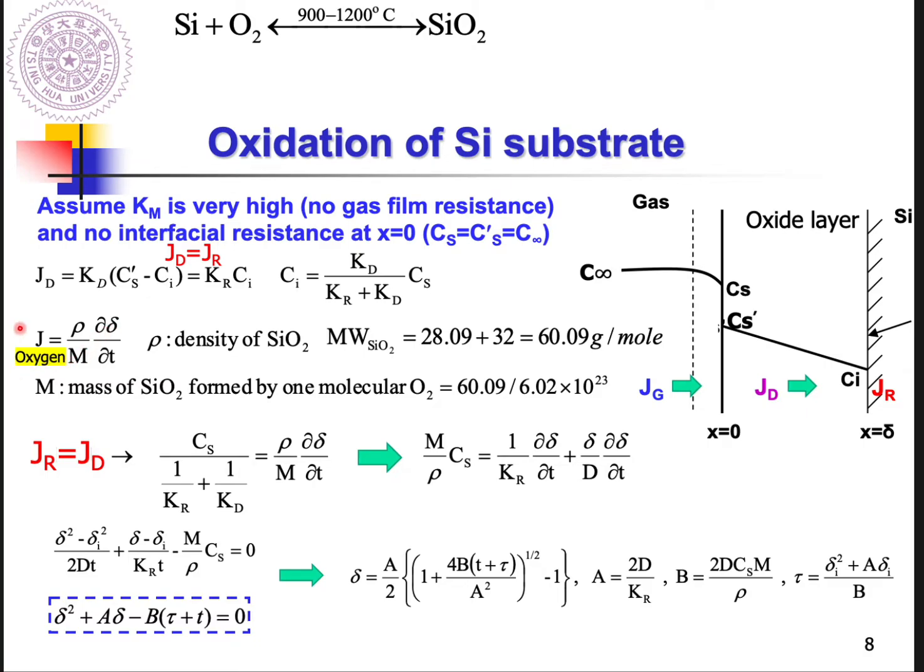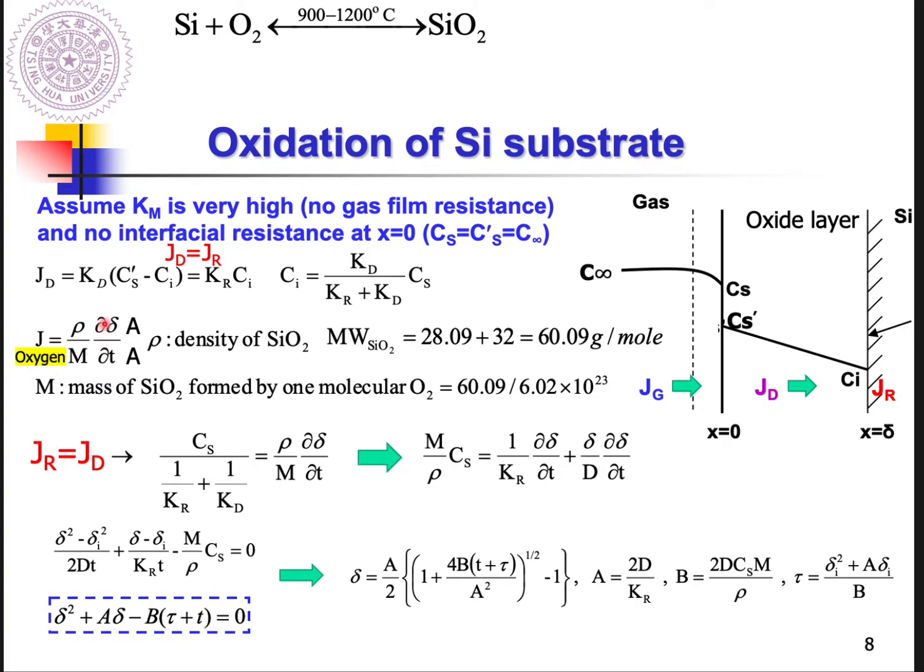So we try to find out what's the missing link between the flux of the reactant oxygen and the thickness of the dioxide layer. So here we try to find that J oxygen, the consumption of oxygen, is J_D and J_R, right? And what's the consumption of oxygen?